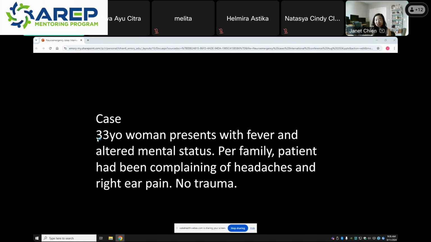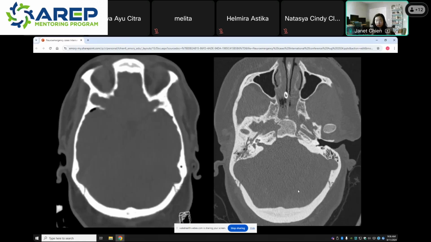Sounds good. So the next case is a 33-year-old woman who presents with fever and altered mental status. Per the family, the patient had been complaining of headaches and right ear pain. And importantly, there is no history of trauma. So what do y'all see here? And what would you be worried about? This is a challenging one, so I'll give you some time. And I have my chat open.